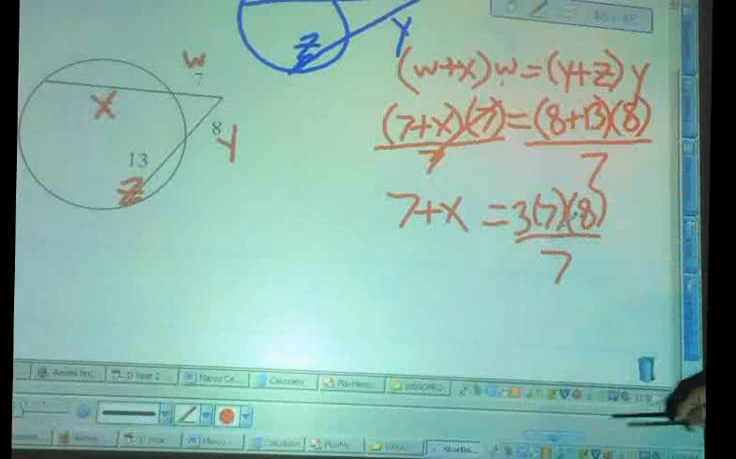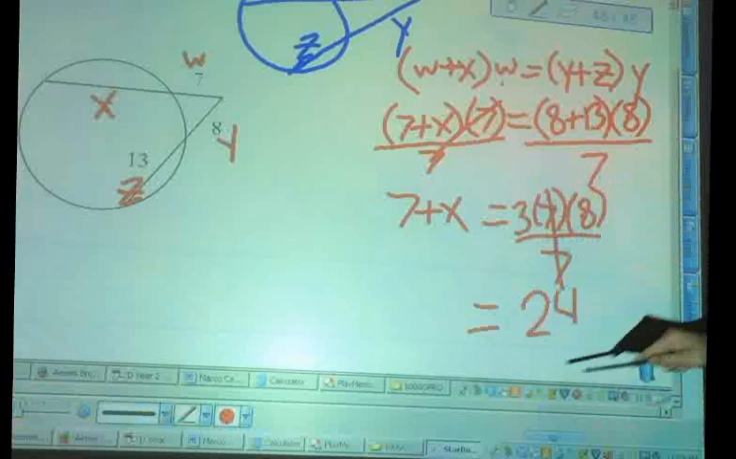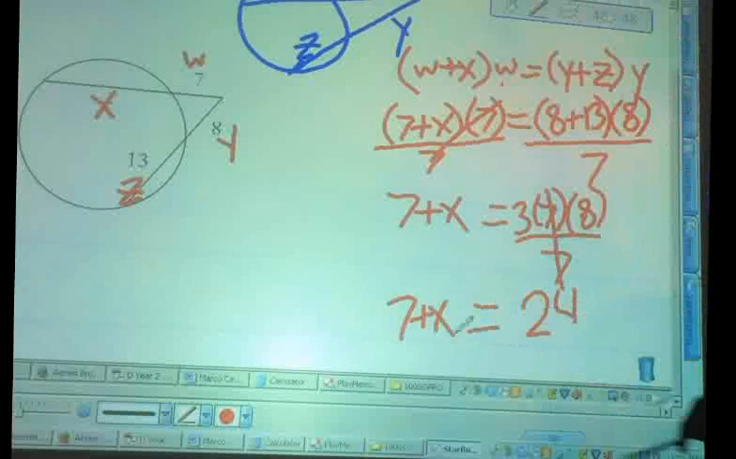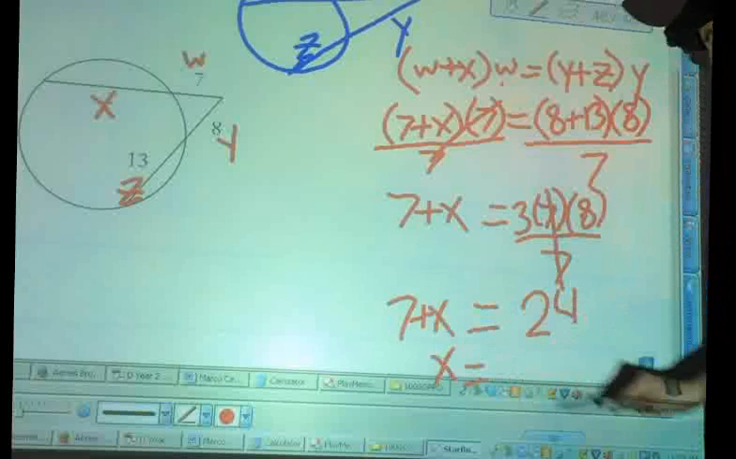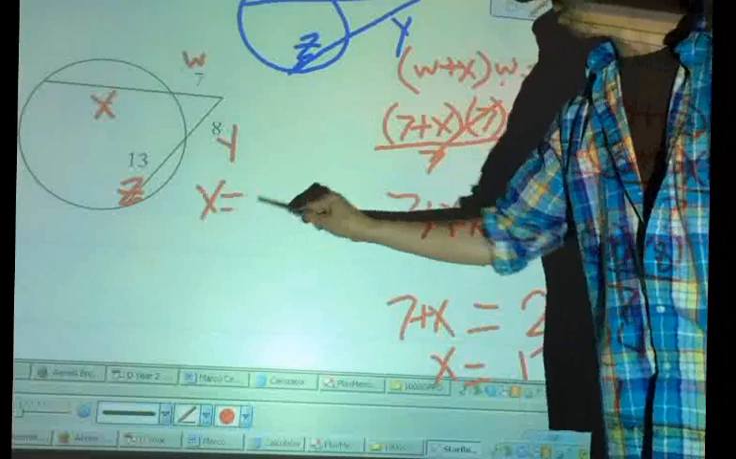So you should hopefully see what's going to cancel out: we have this 7, and that big 1 right there. So really the 7's gone from the bottom, and now I just have 3 times 8 on top. What's 3 times 8? 24. So over here we have 7 plus x. All I have to do is take 7 from both sides. And so x is going to be 24 minus 7, and that's 17. All right, so the answer you should get is x equals 17.